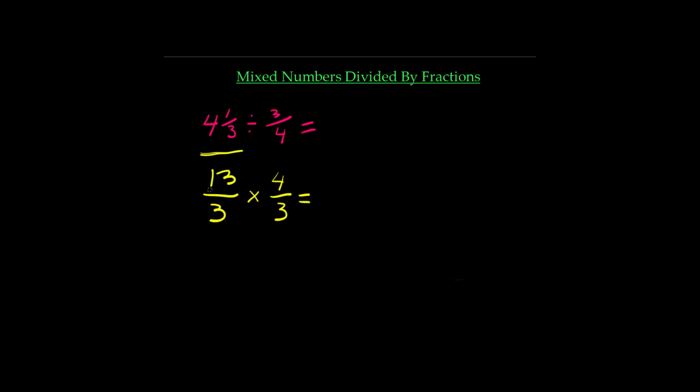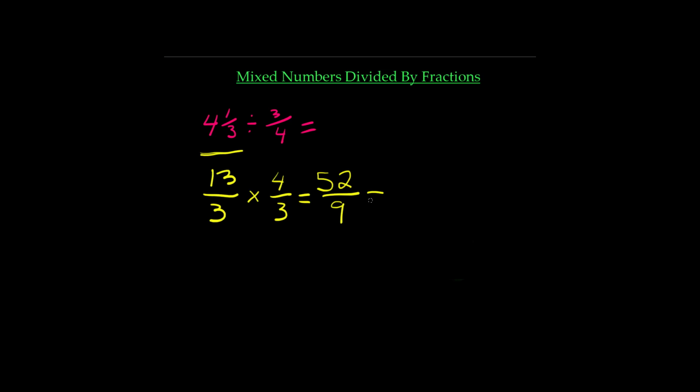All right, then we check to see. In this case, there's nothing to cross cancel or simplify, so we're just going to go ahead and do our multiplication. We'll start with the denominators. That's easy, 3 times 3 is 9. Okay, 13 times 4. So 4 times 3 is 12. Carry the 1 in your head. 4 times 1 is 4 plus 1 is 5. So we end up with an answer of 52/9.